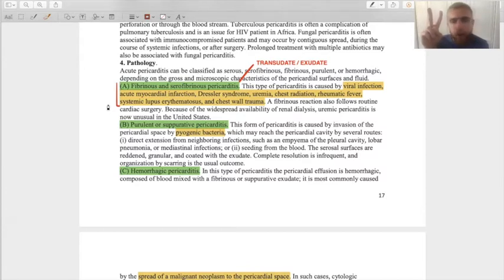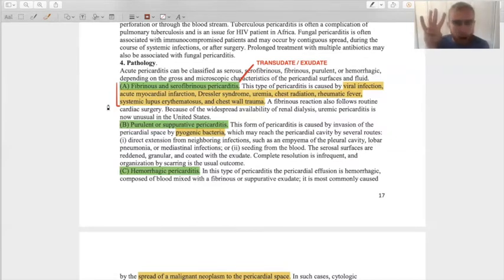Uremia, that's too much nitrogen in the blood. Well, nitrogen's a component of proteins, okay? So you're going to have nitrogen being pushed across into the pericardium, and that's going to give you this serofibrinous exudate. Chest radiation. Can that cause local inflammation? Yes. Radiation is going to cause the generation of free radicals, which can irritate endothelial cells, cause them to dilate, and cause them to become leaky. So you get a leaky endothelium with any targeted radiation.